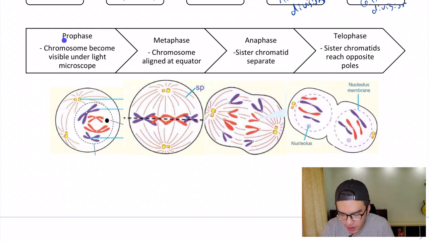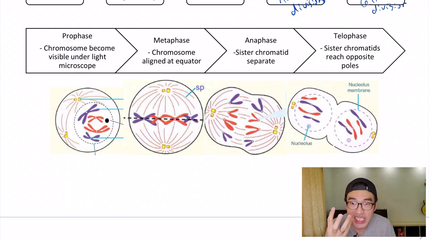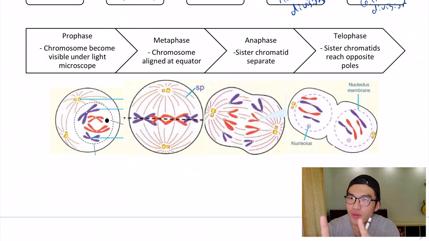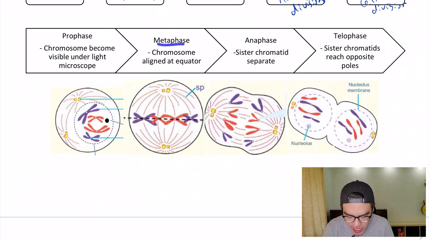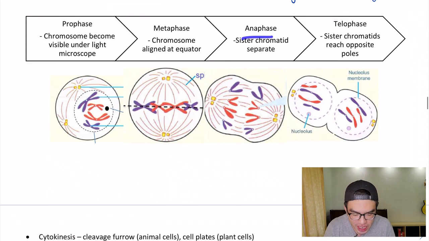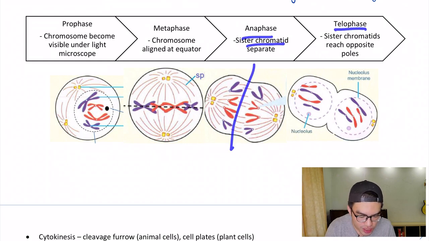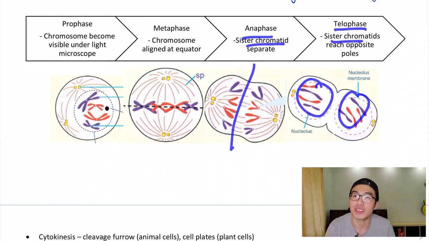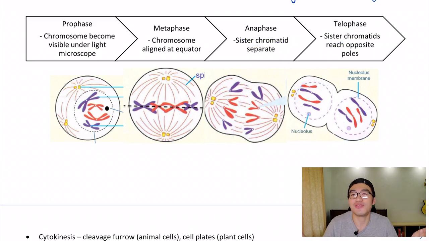Alright, so prophase is when your chromosomes become visible under a light microscope. You can start to see them under a light microscope, not an electron microscope, so pay attention there. Metaphase is when you see them align at the equator, your katulistiwa, or I like to call it the metaphase plate. Up to you, both words are accepted. Anaphase is when your sister chromatids separate. Telophase is when your sister chromatids reach the opposite poles. Easy peasy, right? Only one point for each phase.